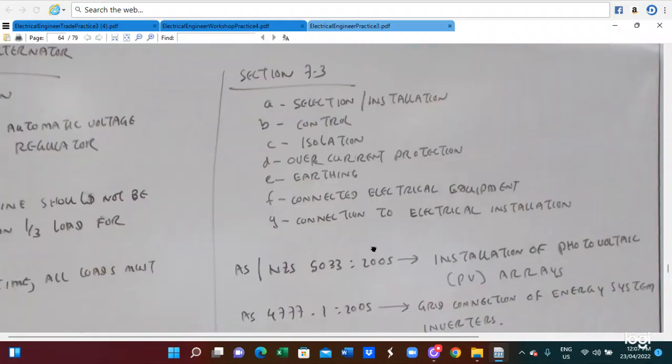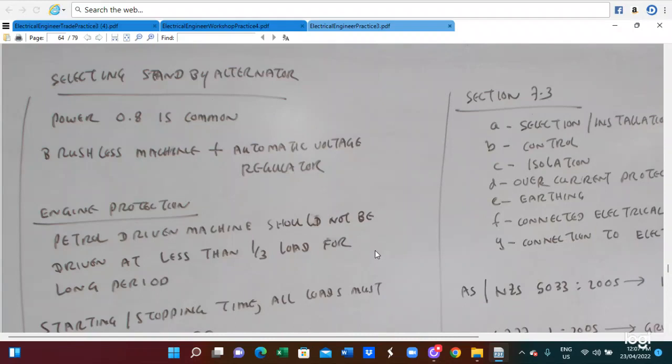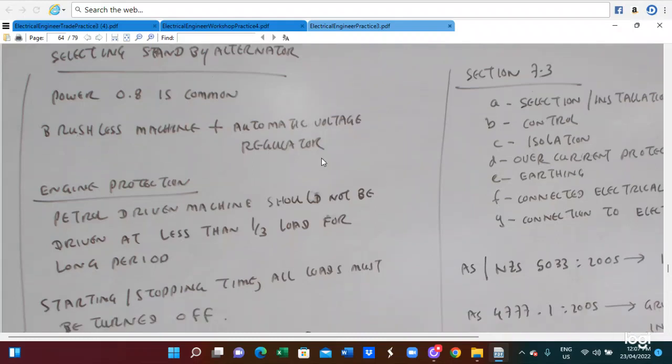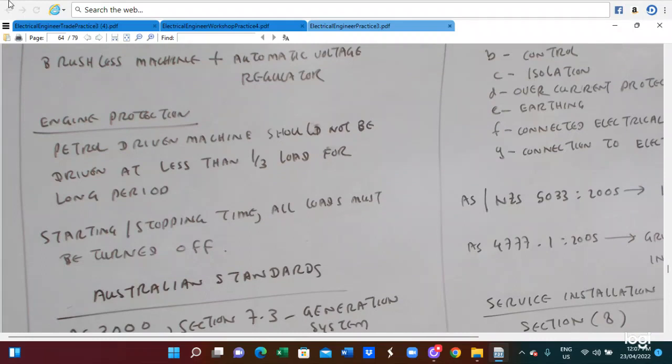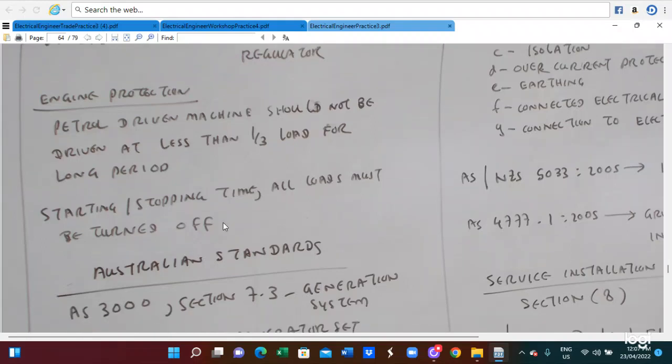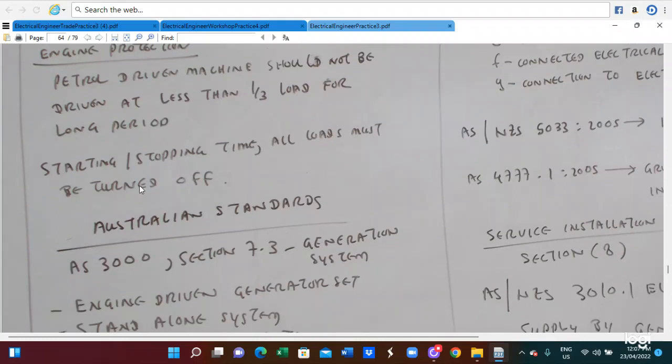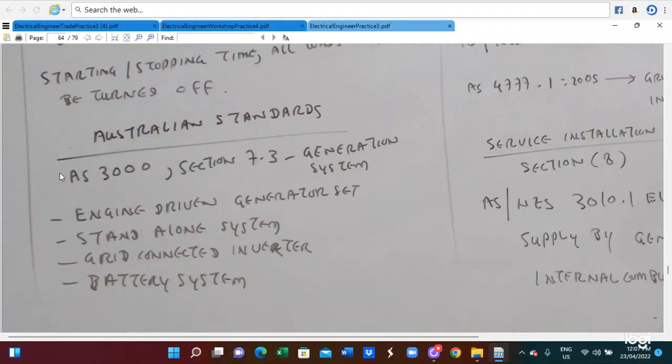In selecting the standby alternator, we have to consider the power factor and common requirements. Brushless machines and automatic voltage regulators are required. Engine protection we need to provide. A petrol driven engine machine should not be driven at less than the rated load for a long period. Starting and stopping times must all be done properly. For the Australian standard, we have to apply AS3000 section 713. Generation system rules must be followed. Engine driven systems include the generator set. We also include a standalone system, pre-connected inverter, and a battery system.